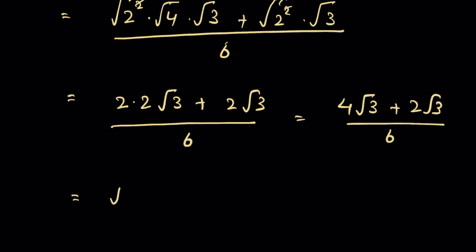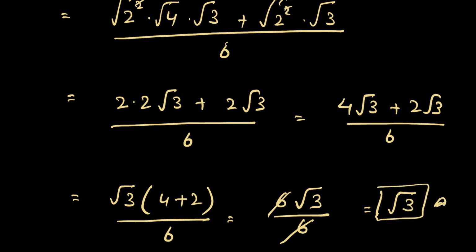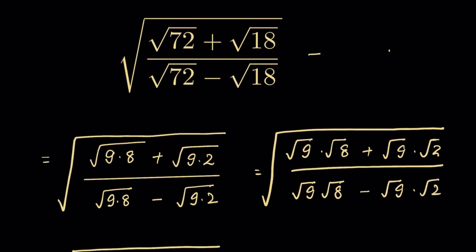We take square root of 3 common: 4 plus 2 upon 6. 4 plus 2 is 6. So this is 6 times square root of 3 upon 6. 6 and 6 get cancelled. So this is equal to square root of 3. This is our answer. Therefore, this is equal to square root of 3.